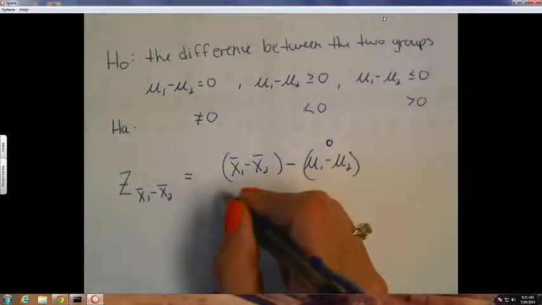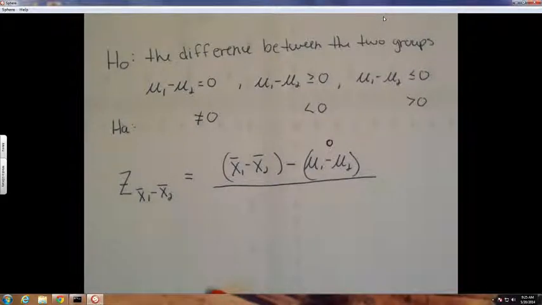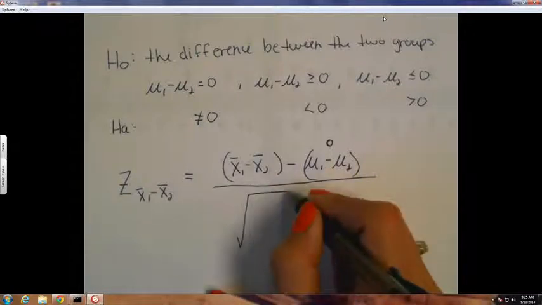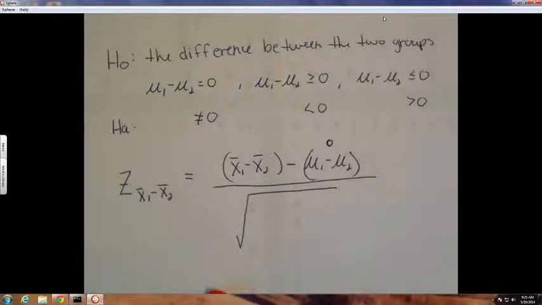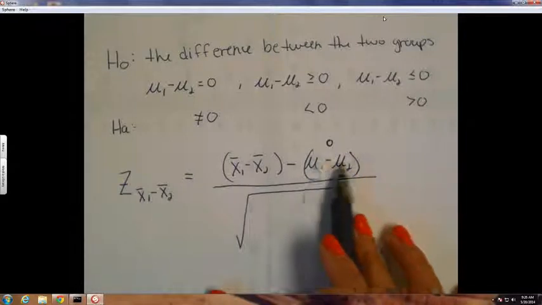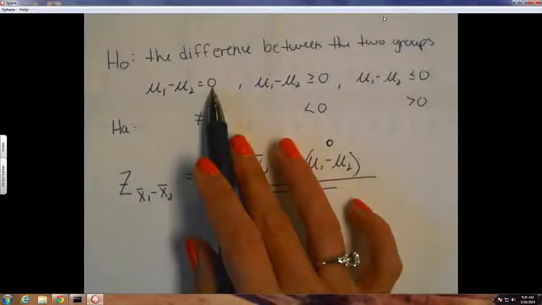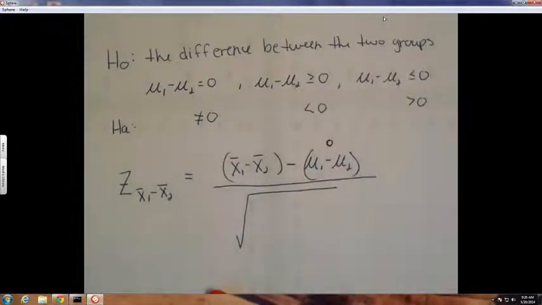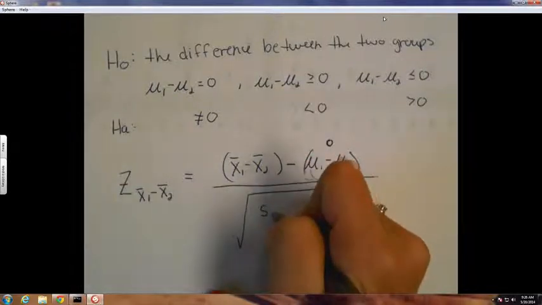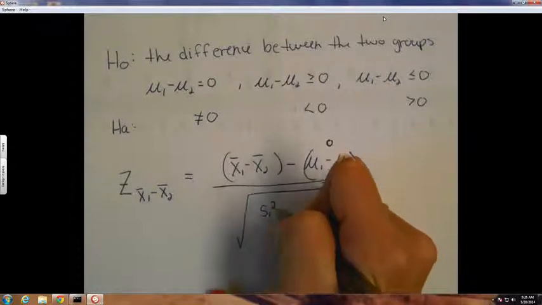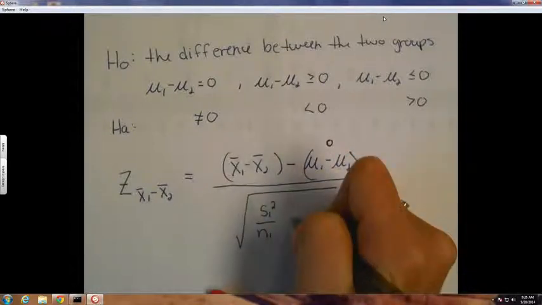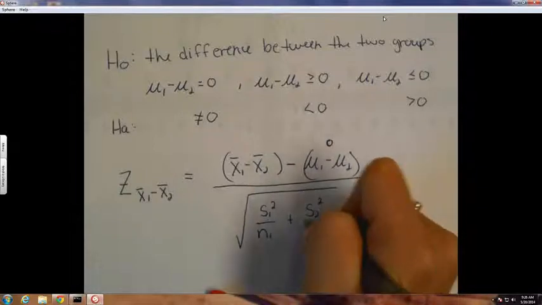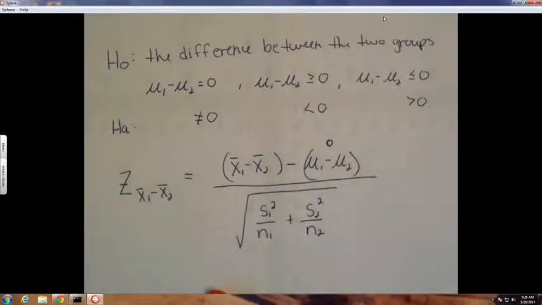The bottom of this thing is kind of obnoxious. More of a calculator challenge than anything. Is that a 0? It's going to be 0, yeah. Today, they're all going to be 0, because our H0 is going to have the 0 in it: equal to 0, greater than or equal to 0, or less than or equal to 0. So S1 squared divided by its sample size plus S2 squared divided by its sample size, and all of that is under the square root.